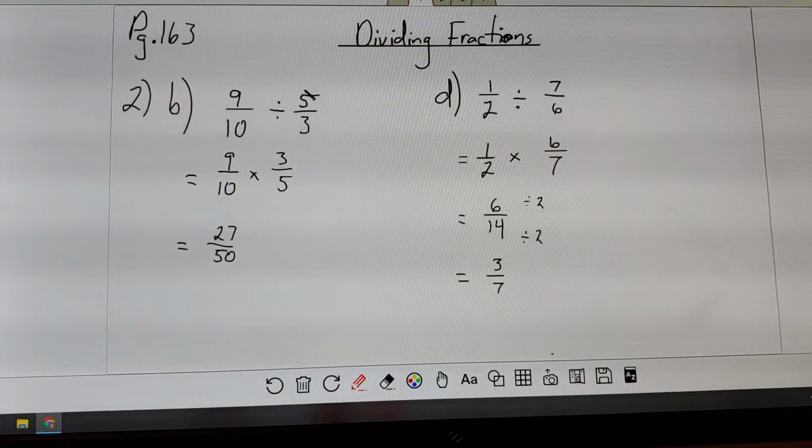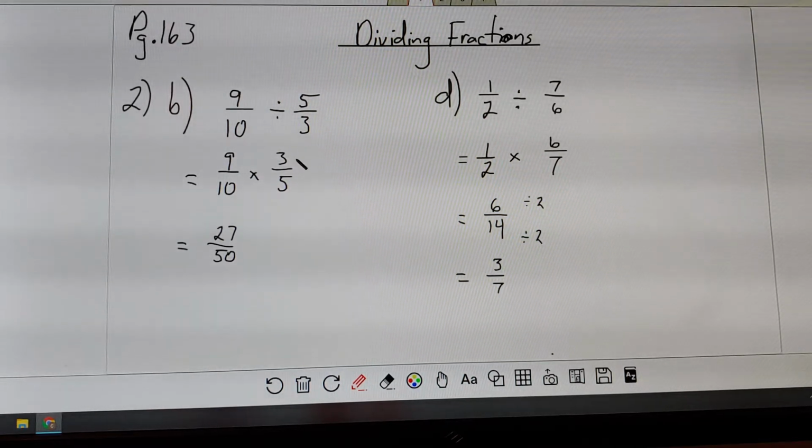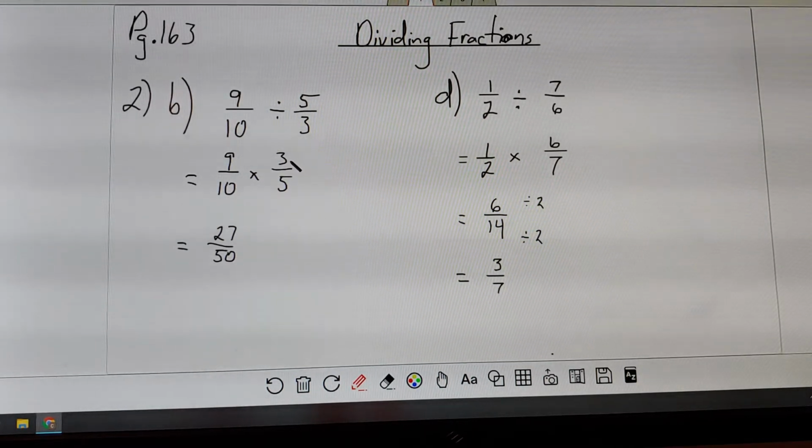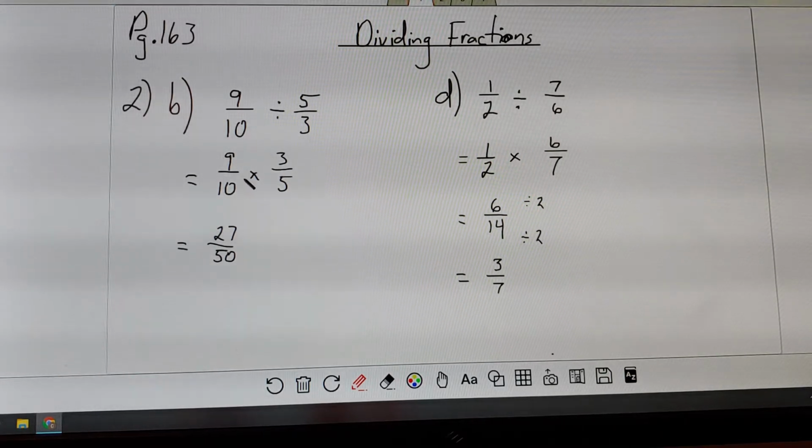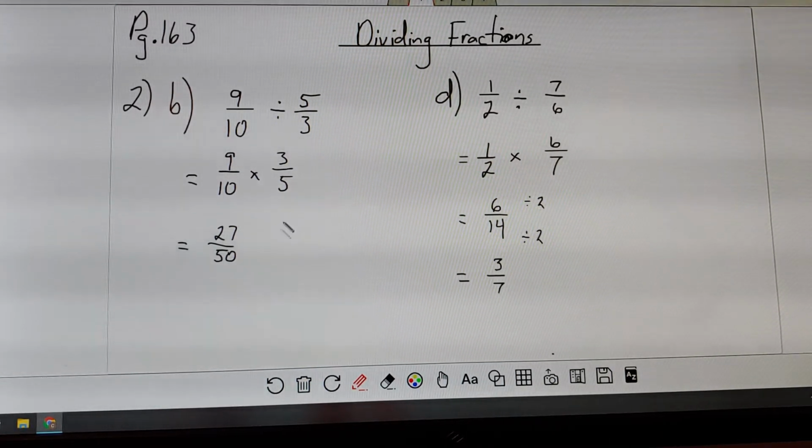As we discussed, we are going to take the reciprocal of 5/3, so we flipped it over. Instead of 5/3, now it's 3/5. And when we do that, we change it to a multiplication question. 9 times 3 is 27, 10 times 5 is 50, and then we look for lowest terms, but that one already is.